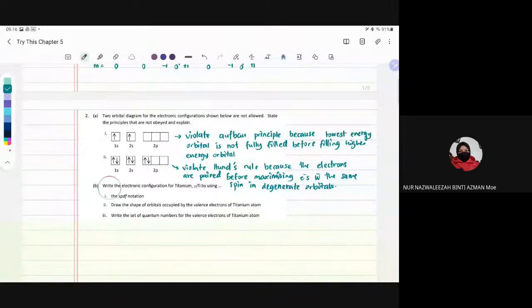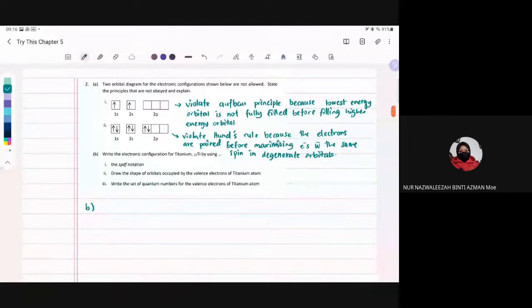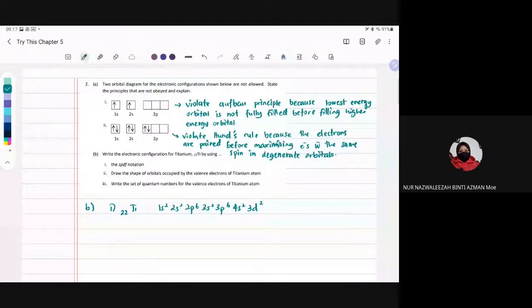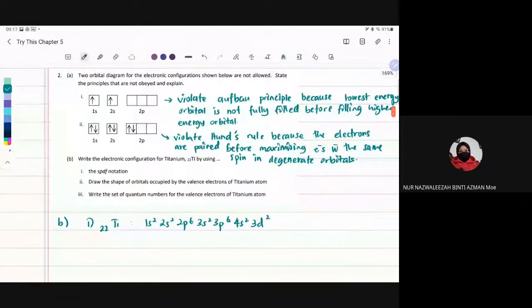Now, let's have a look at second question, 2b. Write the electronic configuration of titanium 22 by using the SPDF notation. So, 22 titanium, it is 1s2, 2s2, 2p6, 3s2, 3p6, 4s2, 3d2. That would be the electronic configuration. Okay, like that.